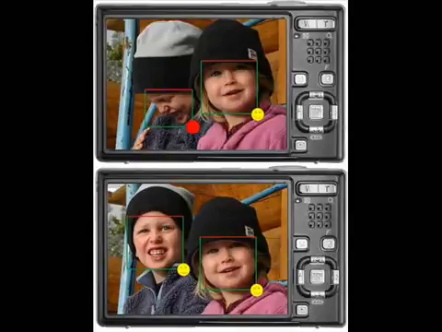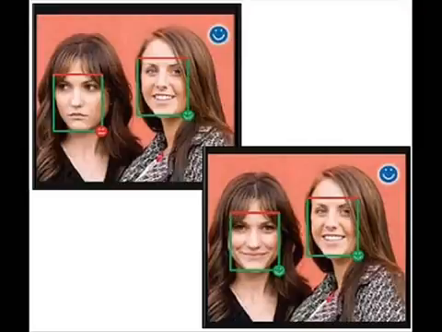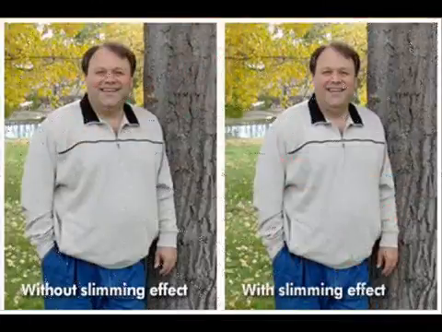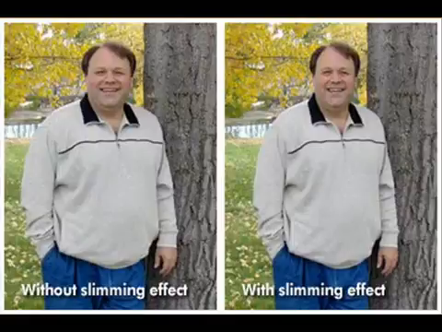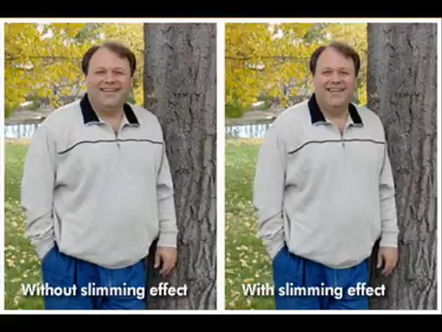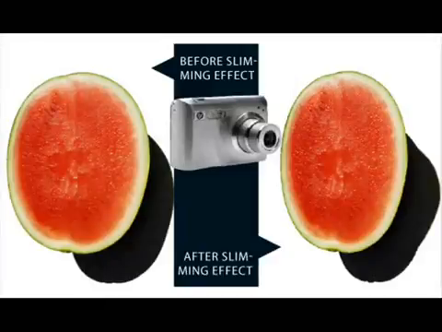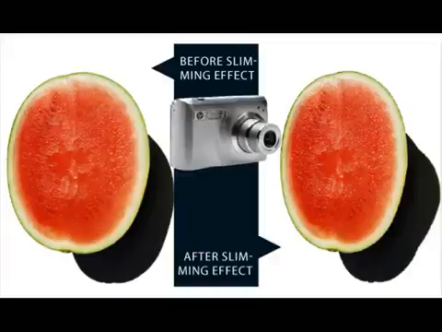Here you can see two cameras. One has a red dot to show that he is not smiling. Some of these cameras are advanced enough to take the picture as soon as everyone smiles. The slimming feature can make it look as if you were 10 pounds thinner instantly. The program does this by slimming the center and widening the outside of the photo to maintain perspective. Here's a photo of a picture taken with this camera. This is a good example of what this feature does. It is very distinguishable that the melon on the left is larger than the melon on the right.